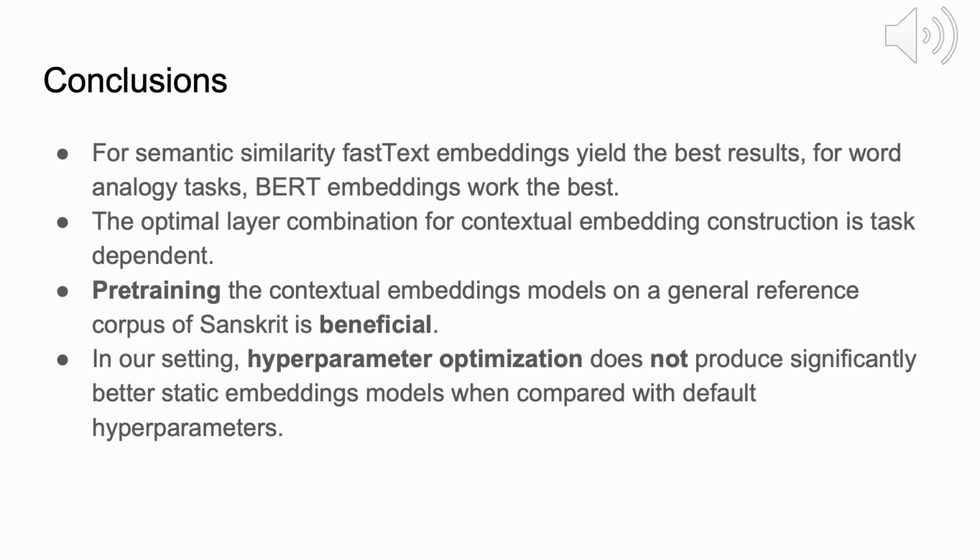In sum, static word embeddings, especially fastText, produce the best results for semantic similarity, and hyperparameter optimization did not produce significantly better static embedding models. BERT proved best for the analogy task, and for contextual embeddings in general, pre-training on a corpus of general Sanskrit proved beneficial.